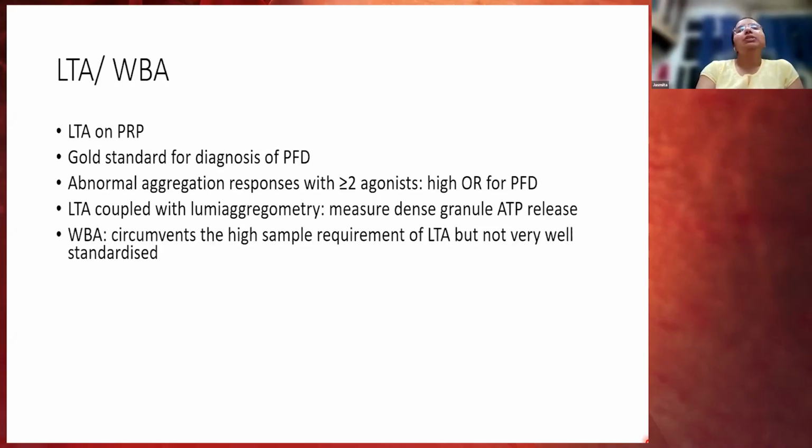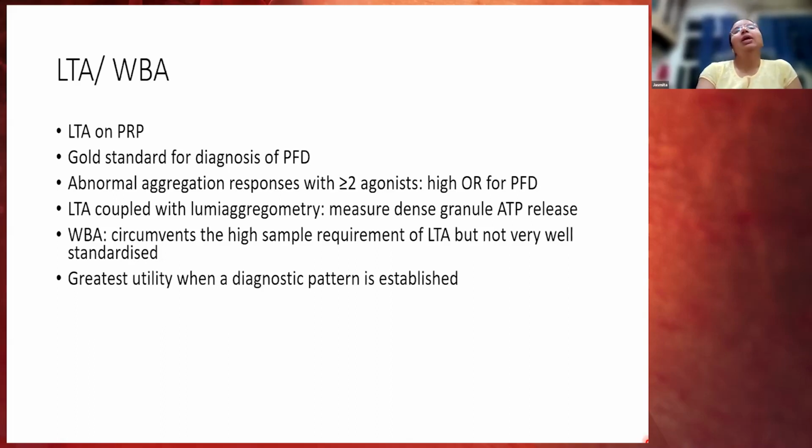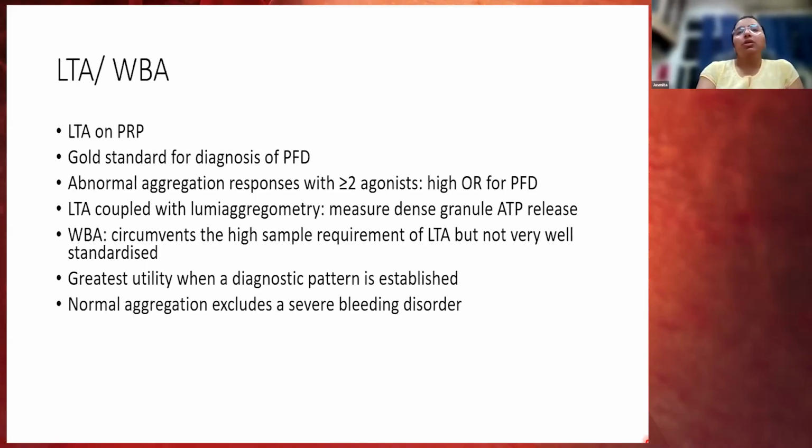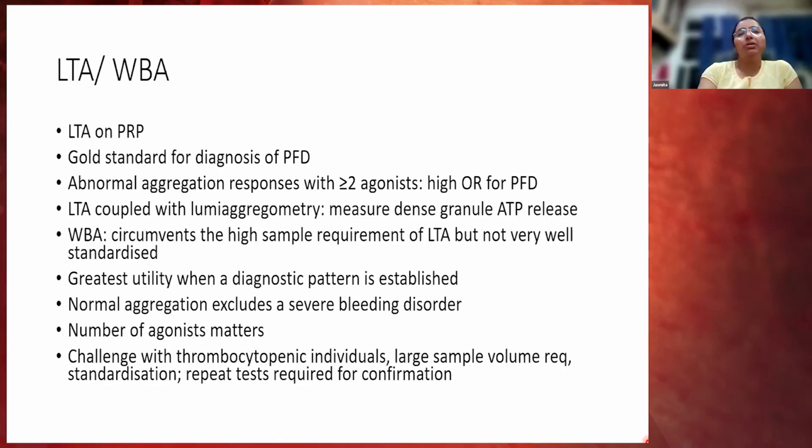The whole blood aggregometry circumvents the high sample volume requirement of light transmittance aggregometry, but is not very well standardized and is not recommended as a frontline test for platelet function disorder. And the LTA has the highest utility when we already have a diagnosis, or when we can establish a diagnostic pattern. A normal aggregation will definitely exclude a severe bleeding disorder, and the number of agonists will matter.